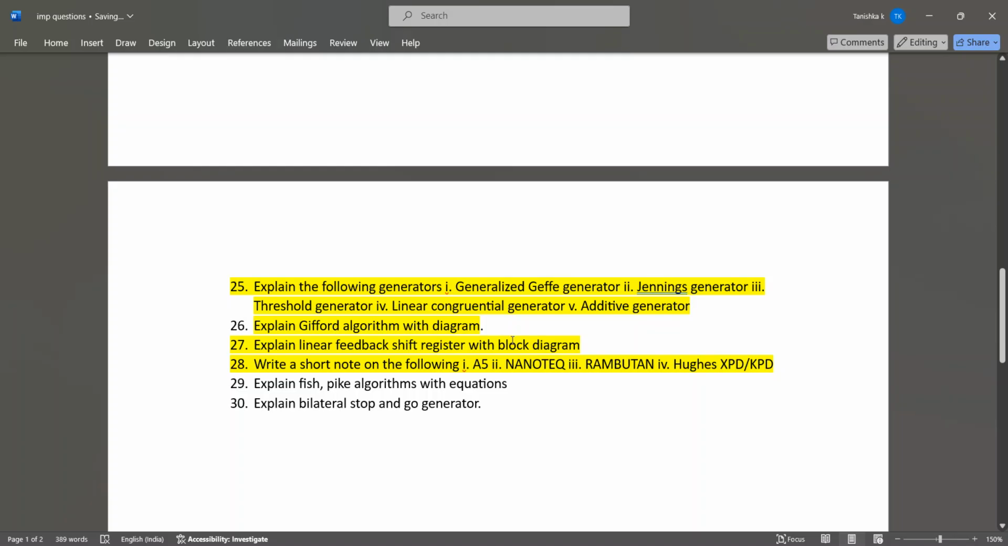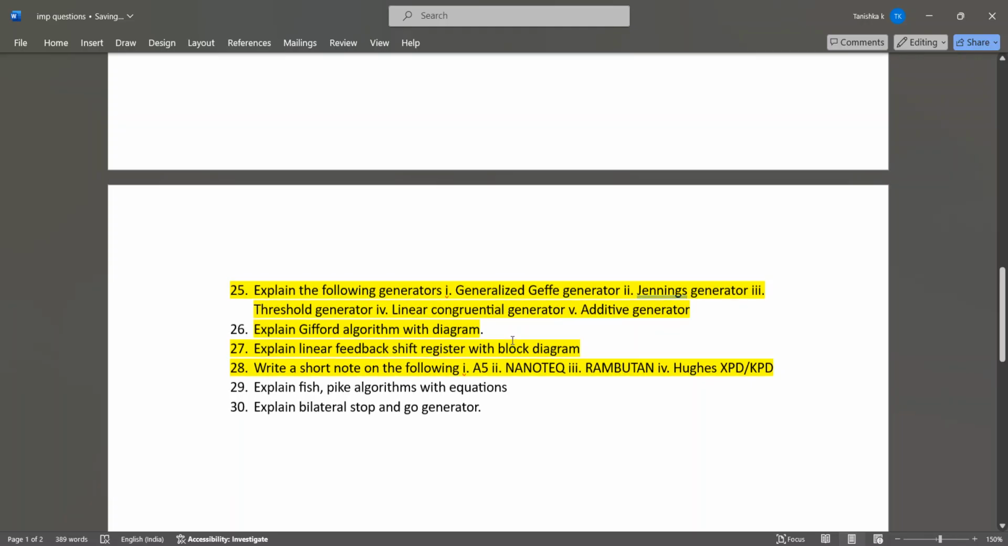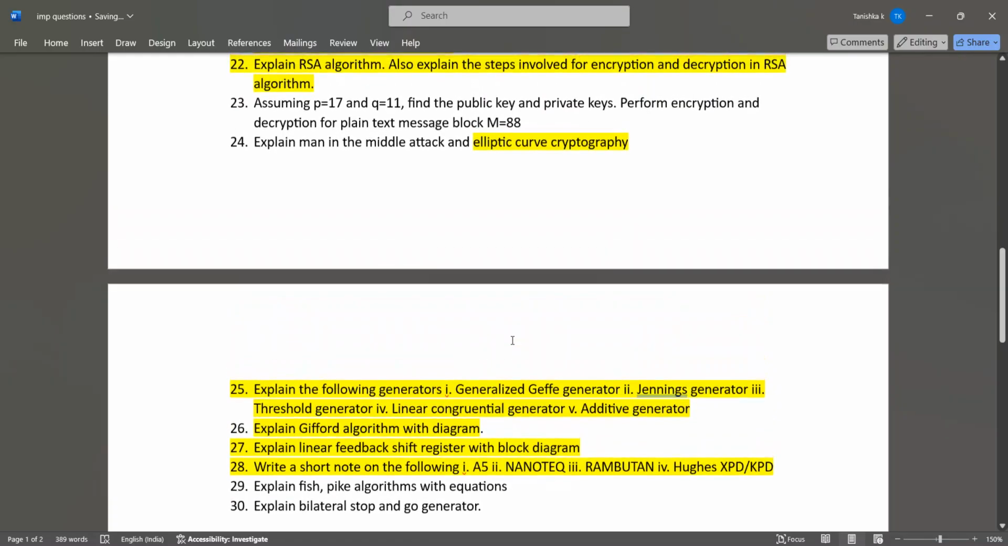So these are the most important questions. Please study the highlighted questions, be thorough with them. You can take screenshots of these questions.